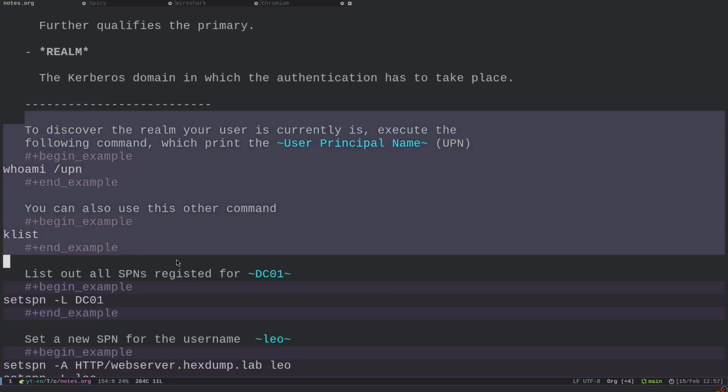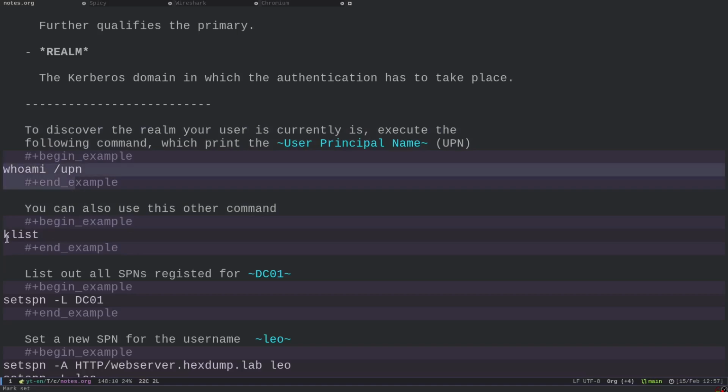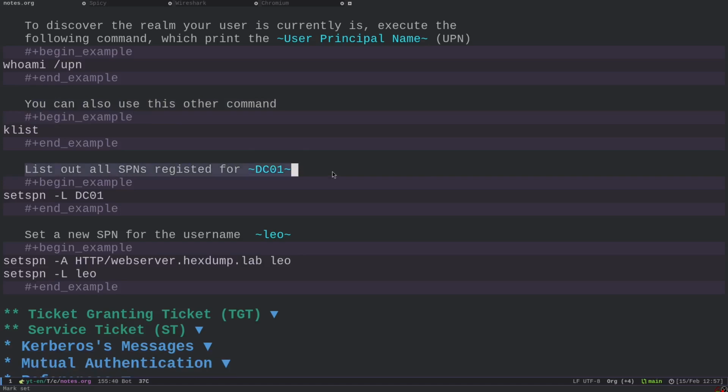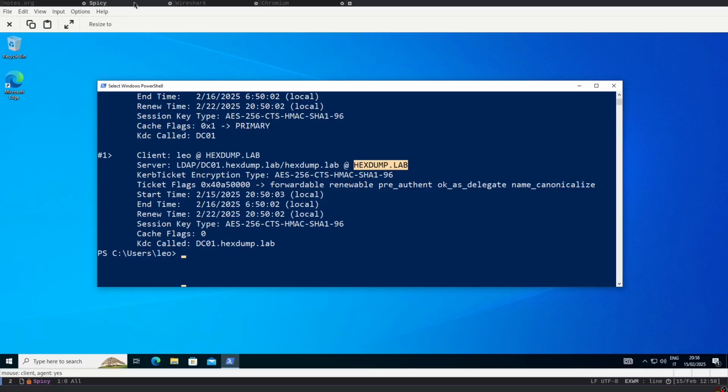So here is a bunch of commands. The previous one, whoami /upn, and klist to list out all the tickets in your current session. If you want to list out all the service principal names registered for DC01, you can do setspn -L dc01. So you do this command. Okay, no, I copied wrong.